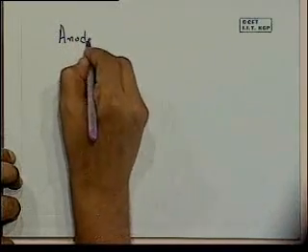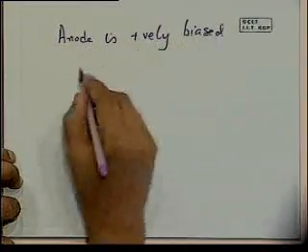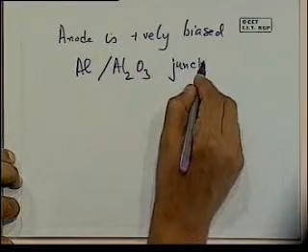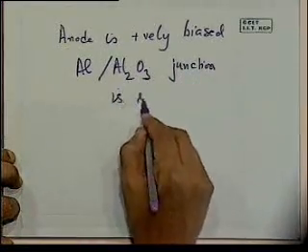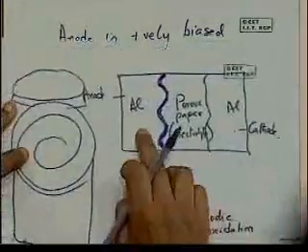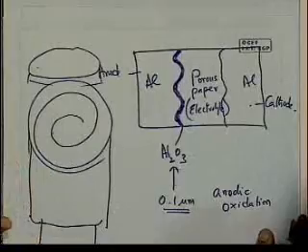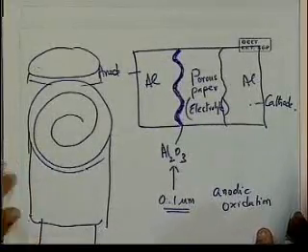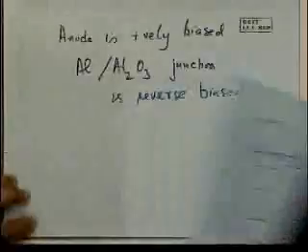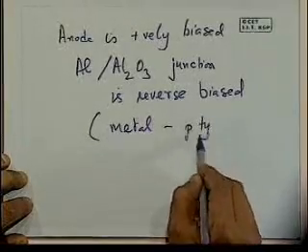The anode is positively biased, as the name implies, and that means that the aluminum Al2O3 junction is reverse biased. Basically, the aluminum Al2O3 junction, this and this, is somewhat like a metal p-type semiconductor junction because of the nature of the Al2O3. And so if this is positive, that would mean that this junction is reverse biased, right? Because we have it almost like a metal p-type junction.